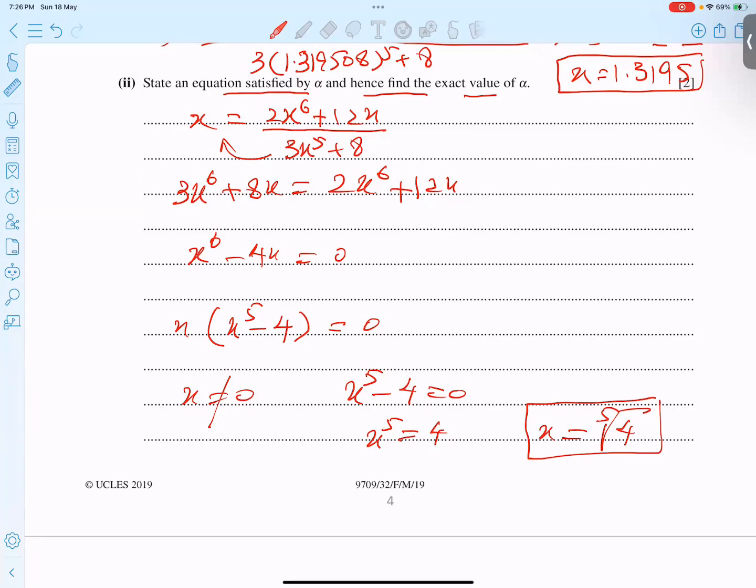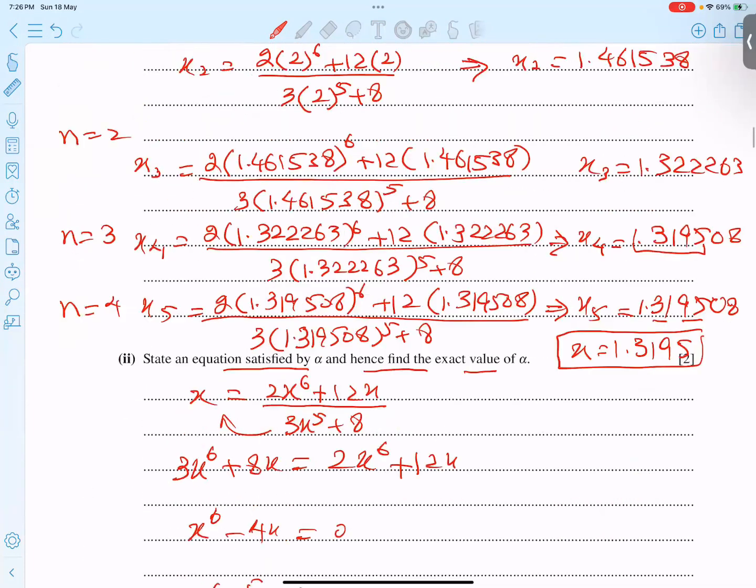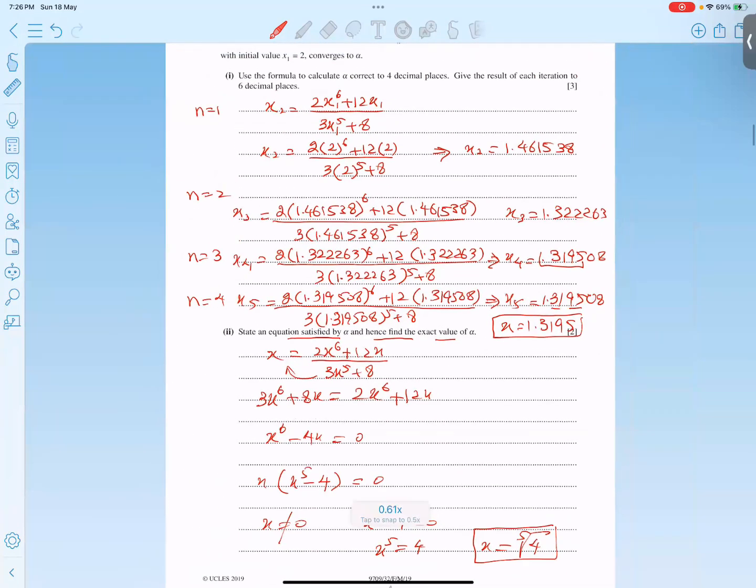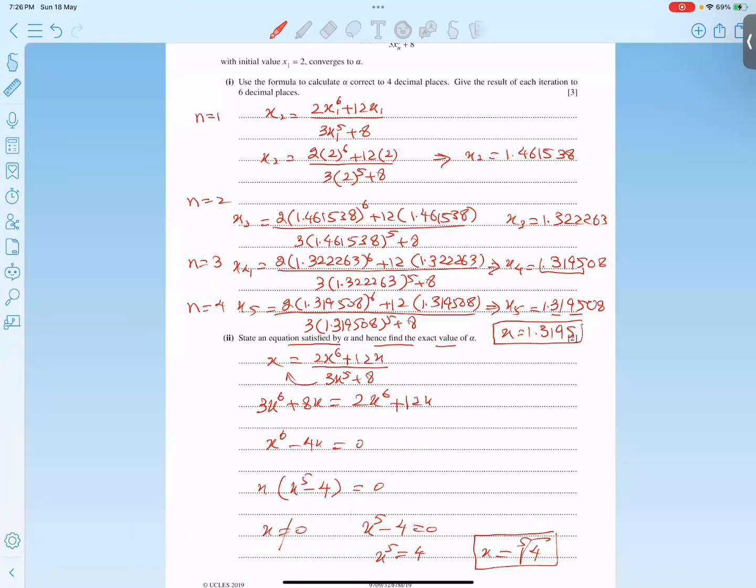I believe the point is very clear and the question is completely clear. And let's go for the next question after this.